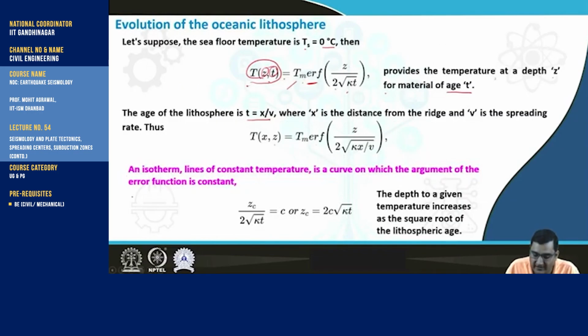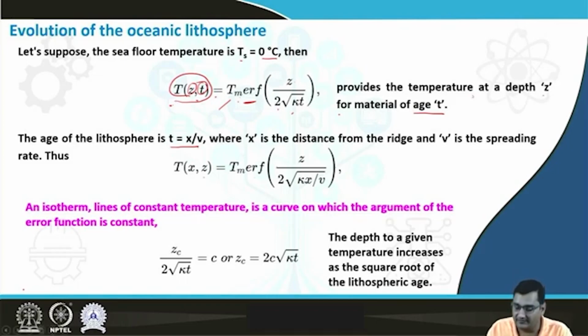Now let's define an isotherm, which is basically a line of constant temperature, where this particular argument remains constant. We keep this argument equal to c, and the new depth is defined as z subscript c. So z subscript c divided by 2 under root kappa t is equal to c, or z subscript c is equal to 2c under root kappa t. The depth to a given temperature increases as the square root of the lithospheric age.